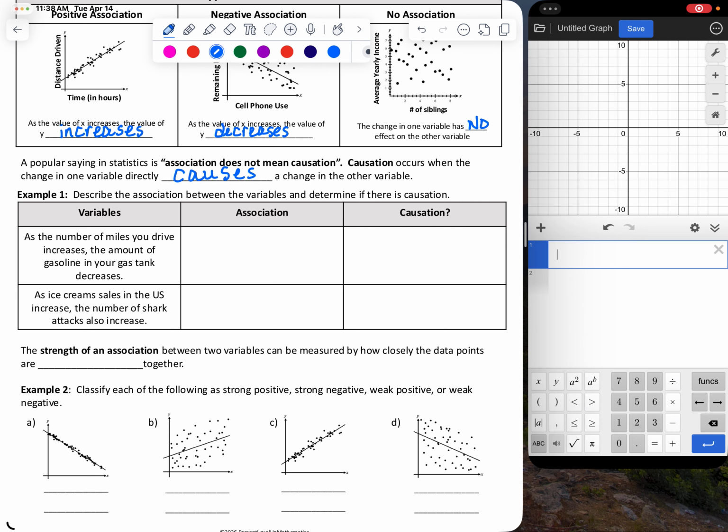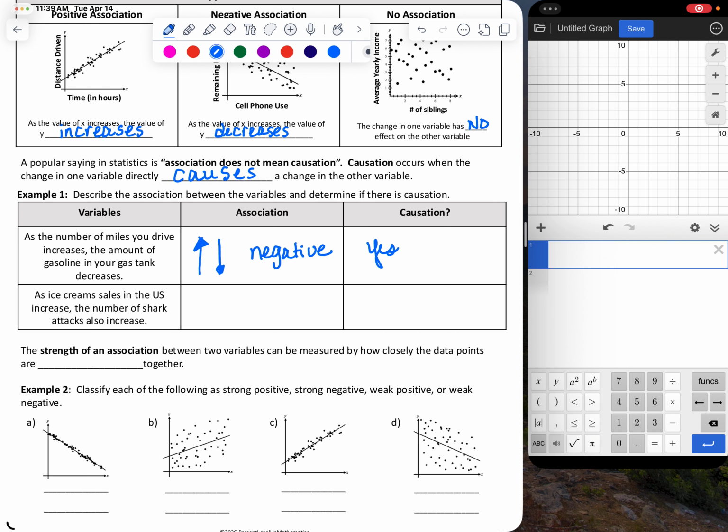In our first example, it says as the number of miles you drive increases, the amount of gas in your gas tank decreases. So our first variable is increasing and our second variable is decreasing. So this would be a negative association. Now, is there causation? And we could say yes, because as you increase the number of miles, that causes the amount of gas in your tank to decrease. So there's definitely a causal effect.